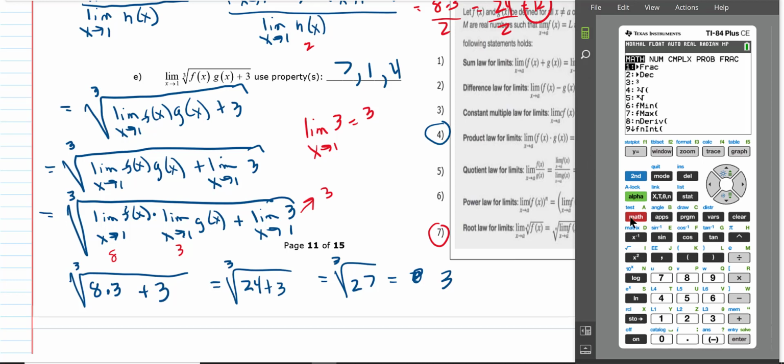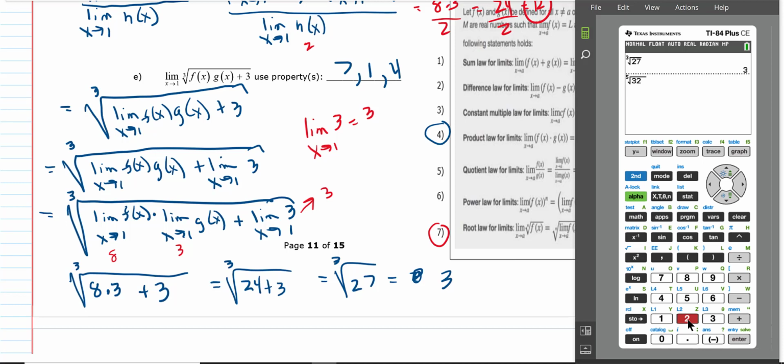If you just press math and then go to option number 4, if you can't do this in your head, then that's how you're going to do it on a TI. If you wanted to do, say, a 5th root, you would put a 5 in, then you would go math, and then go down to the one that says x root, which allows you to do any root you want. Anybody know what the 5th root of 32 is? 2. How come? Because 2 times 2 times 2 times 2 times 2 is 32.